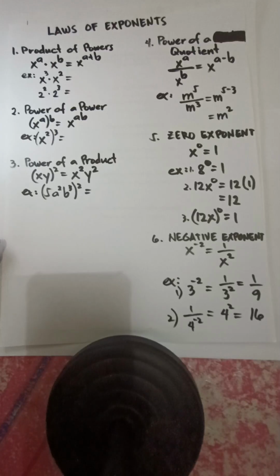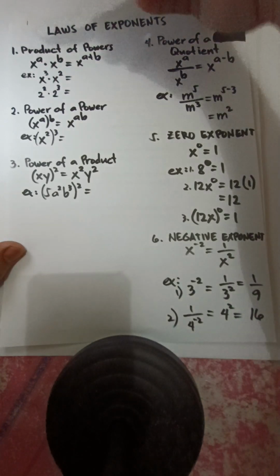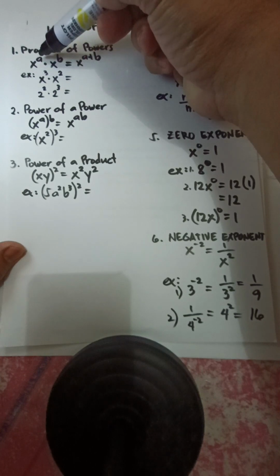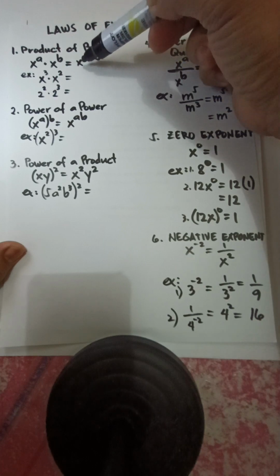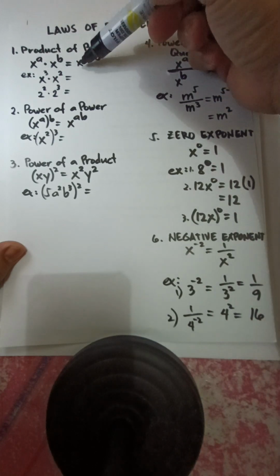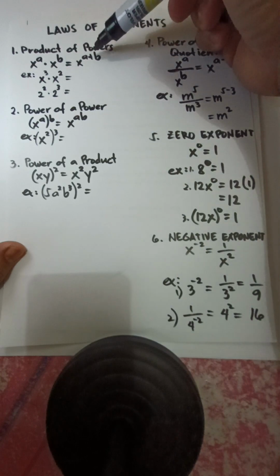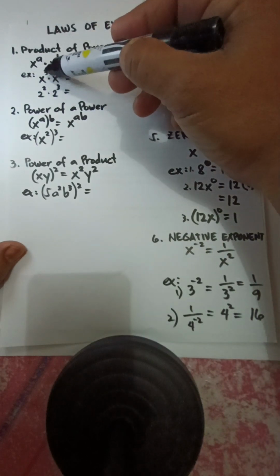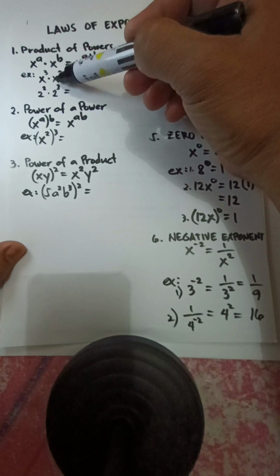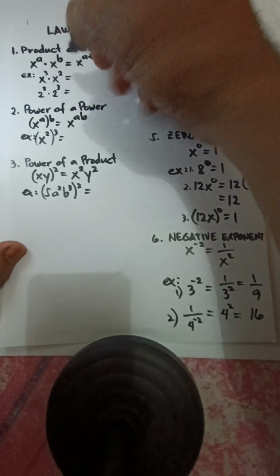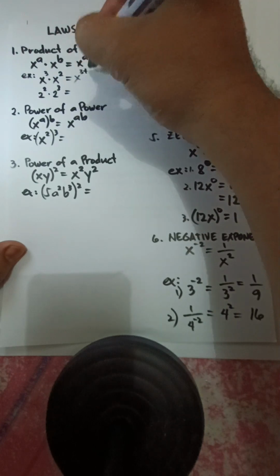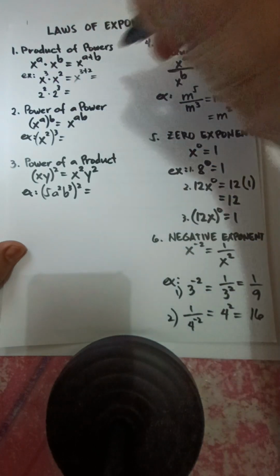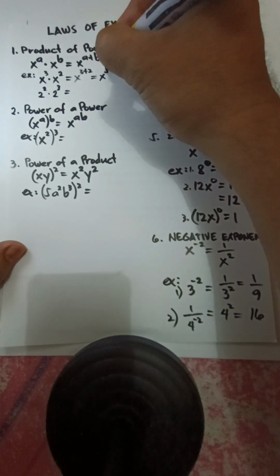Laws of exponent. Number 1, product of powers. So we have x raised to a times x raised to b is equal to x, same base, copy the base, and add the exponent. Example, x raised to 3 times x squared. So copy the base. Then 3 plus 2 is equal to x raised to 5.